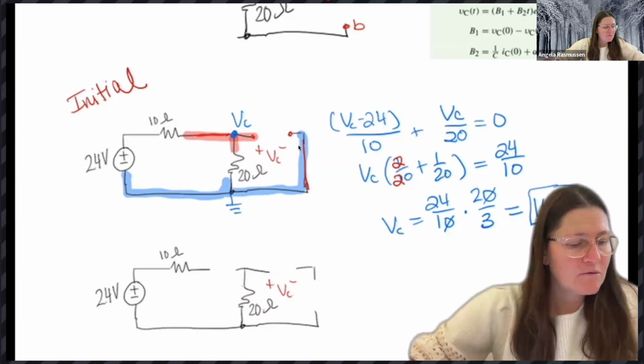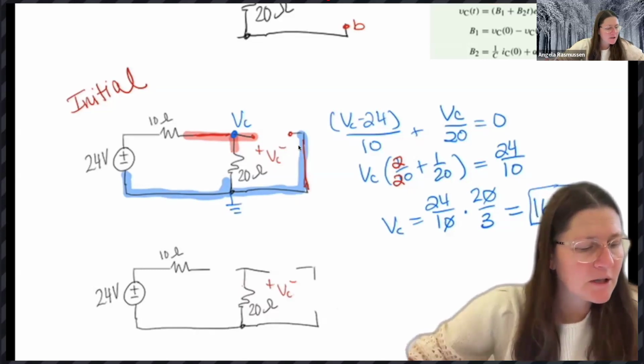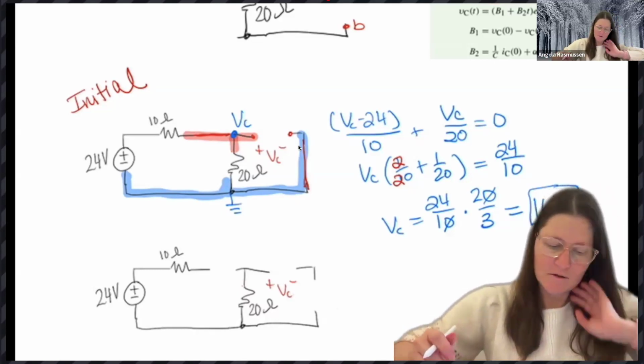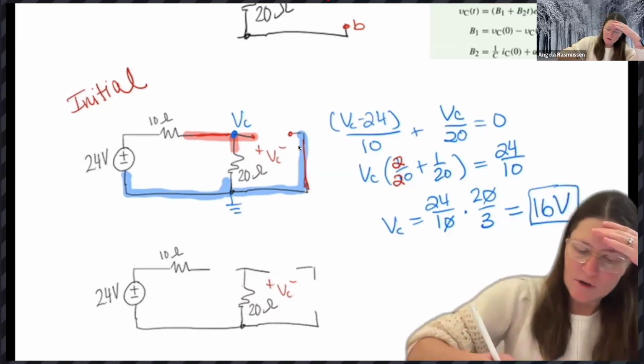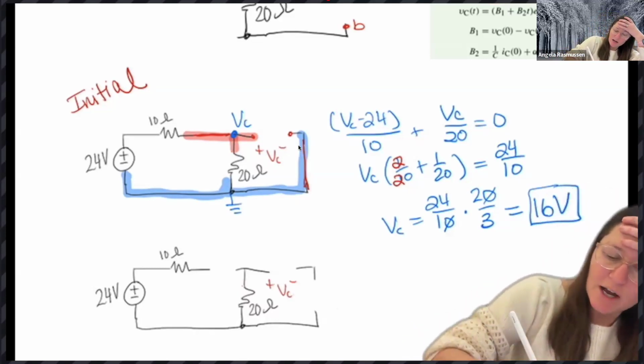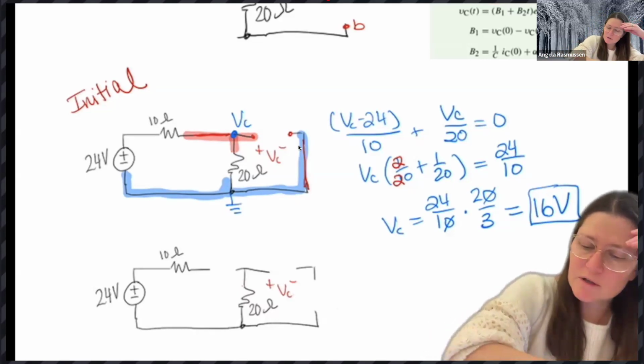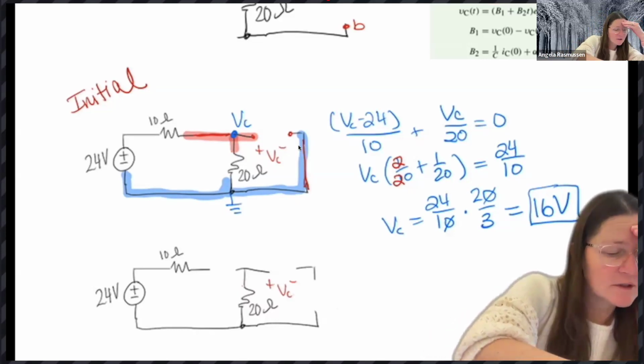And IC, we need IC of 0. So IC of 0, where did I? IC.